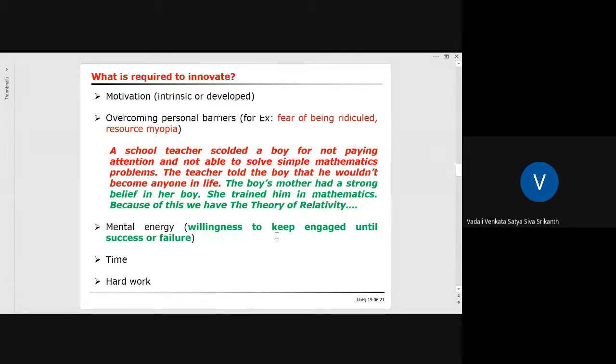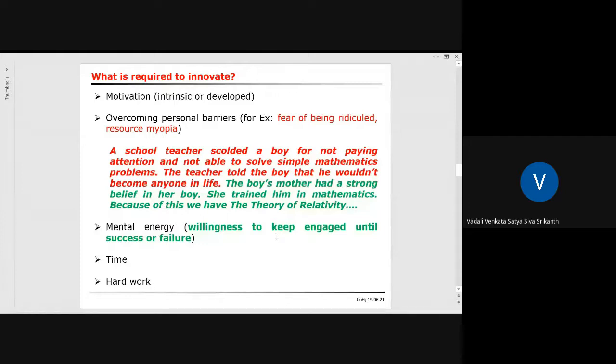Overcoming personal barriers is very important in innovation. For example, fear of being ridiculed. Oh, if I give an idea, would I be ridiculed? Would I be made fun of? Or what would people think about my idea? I should not appear stupid before others.